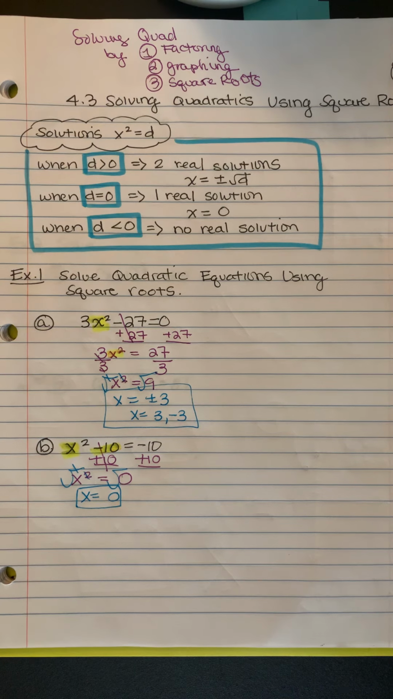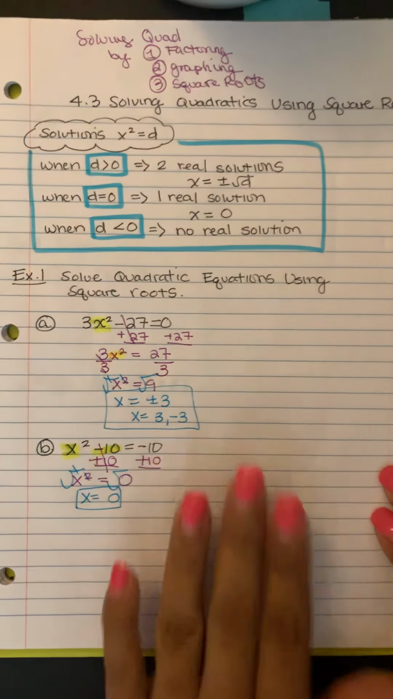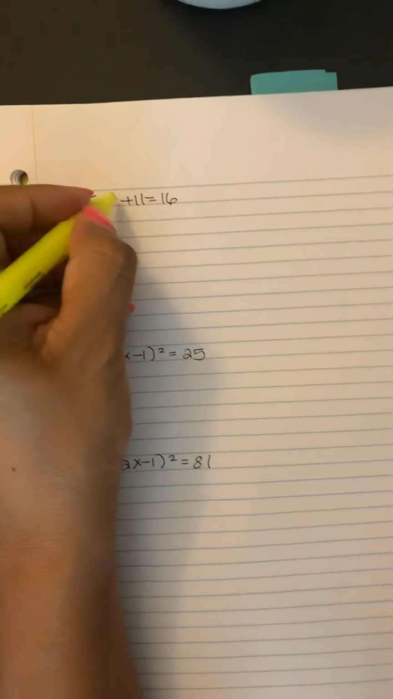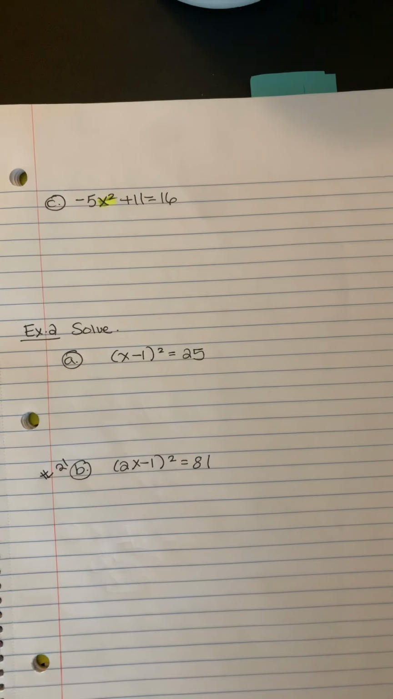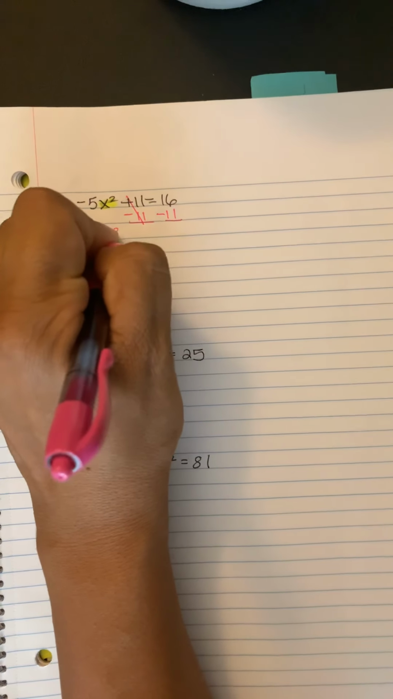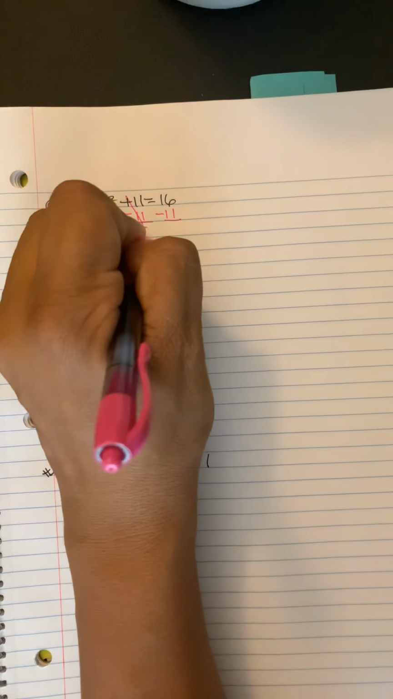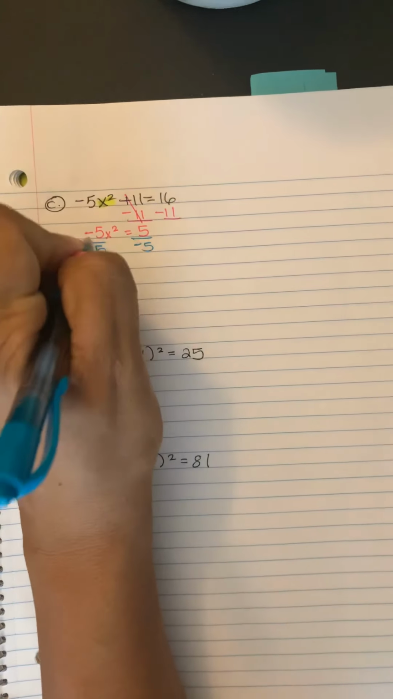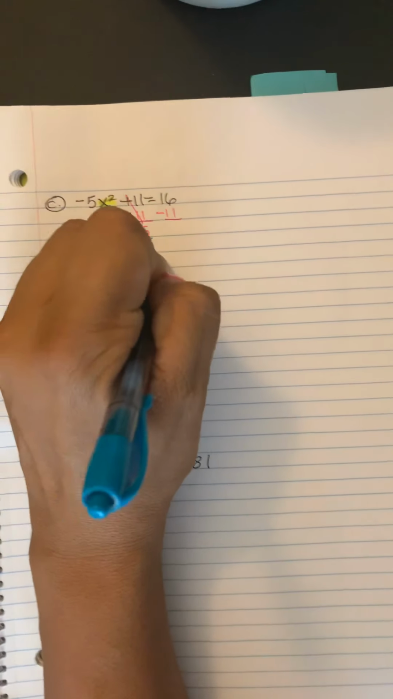Okay, almost done, students. We have one more solving quadratics by using square roots. Again, identify where your x squared is at, and let's go ahead and get rid of that positive 11 by subtracting 11. Negative 5x squared is equal to 5. Divide by negative 5, divide by negative 5. X squared is equal to negative 1.